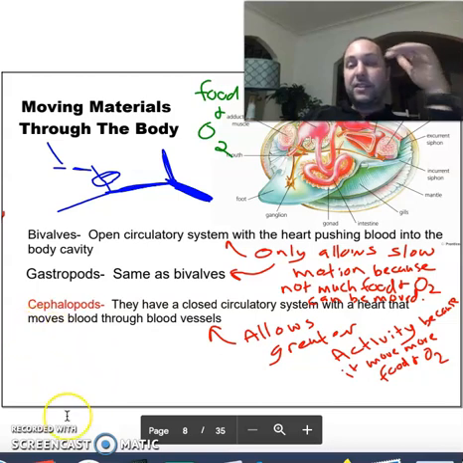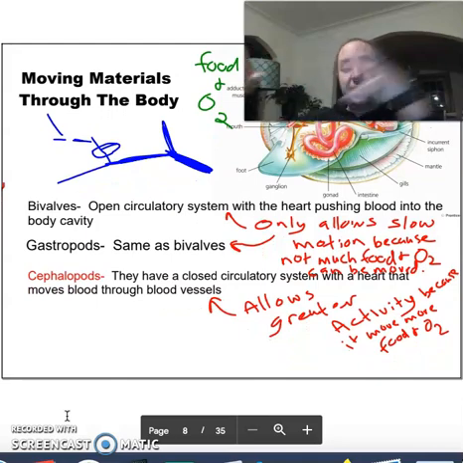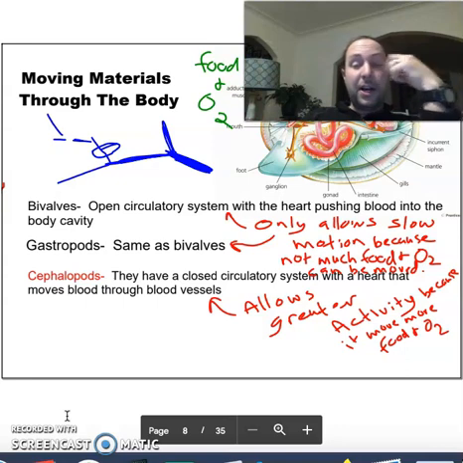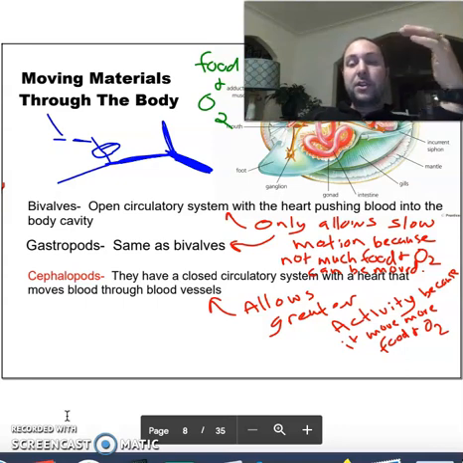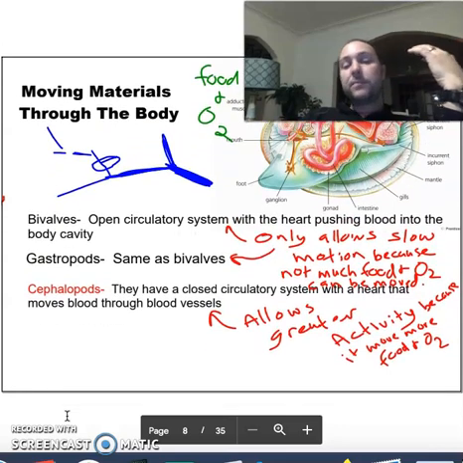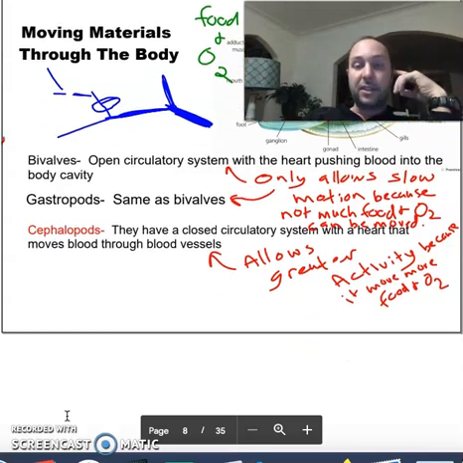And the advantage of cephalopods as a result is that they can move much faster because they can move food and oxygen to their muscles, and their muscles can contract and do work. So a closed circulatory system is an advantage if you're an animal that needs to move rapidly. The disadvantage is that it uses a lot more energy. So you also have to go and catch more food and have more things to eat.